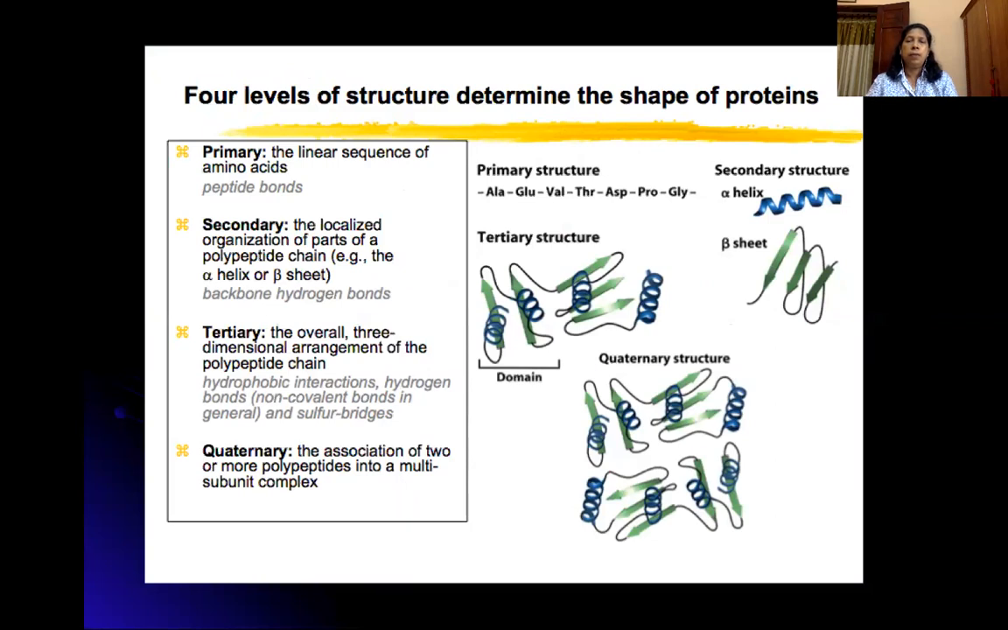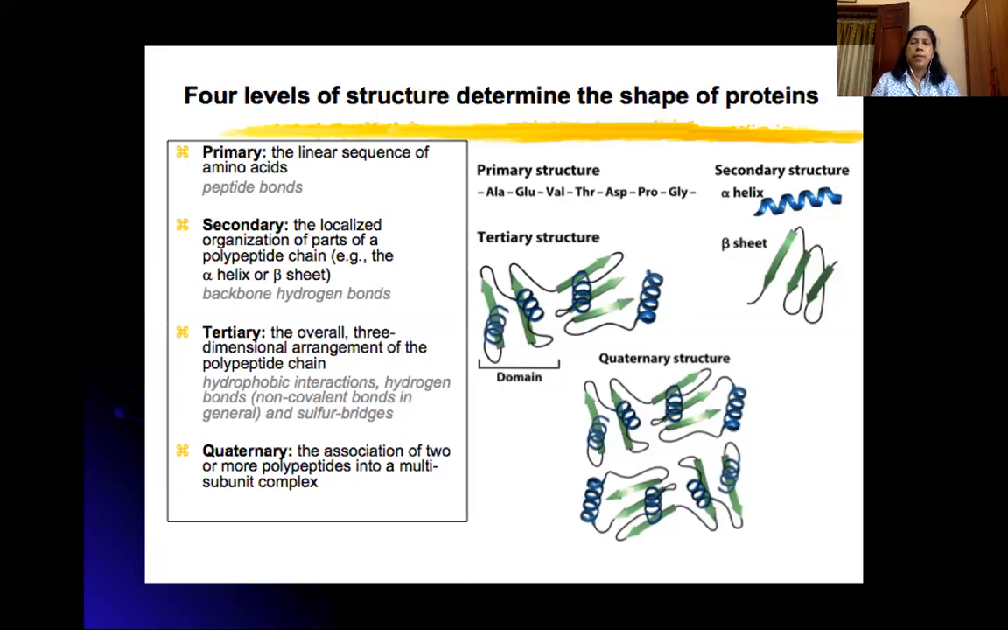You know that there are 4 levels of structure that determine the shape of a protein: the primary, secondary, tertiary, and quaternary. The primary structure is a chain-type structure, only the linear sequence of amino acids combined with peptide bonds. So you can see alanine, glutamine, valine; these are combined with each other with peptide bonds. We call this the primary structure.